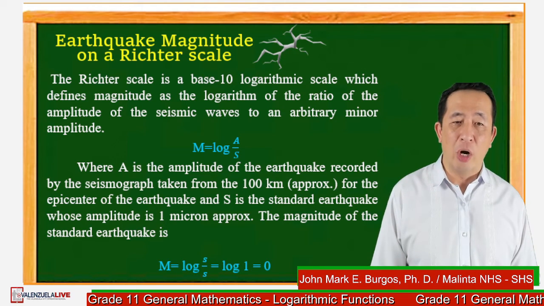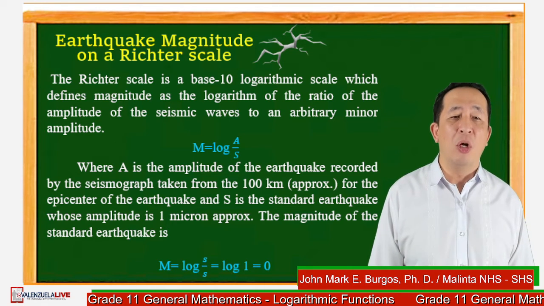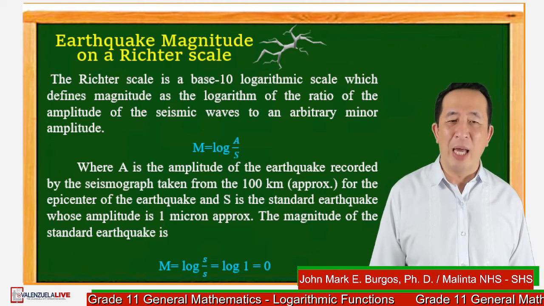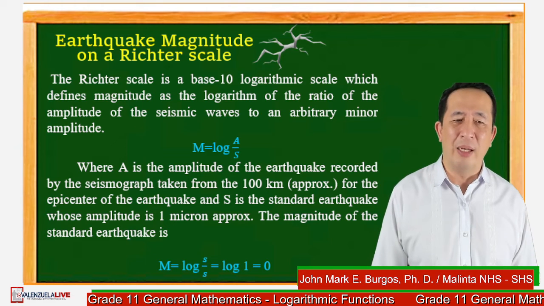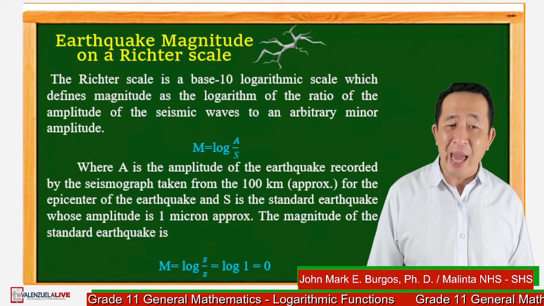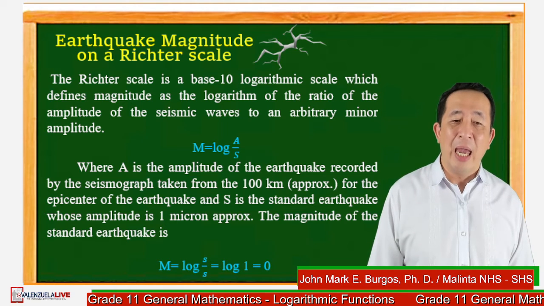M is equal to logarithm of A over S, where A is the amplitude of the earthquake recorded by the seismograph taken from approximately 100 kilometers from the epicenter of the earthquake, and S is the standard earthquake whose amplitude is approximately 1 micron. The magnitude of the standard earthquake is M is equal to logarithm of S over S, which is equal to logarithm of 1, which is equal to 0.